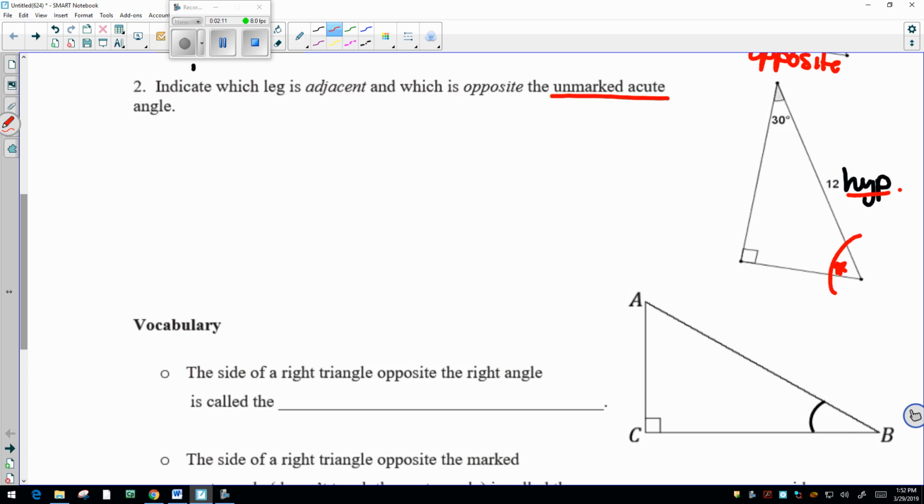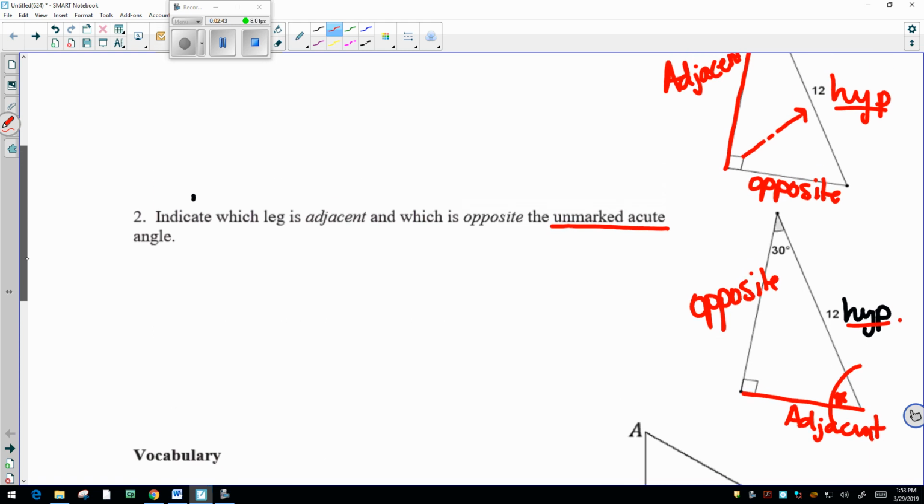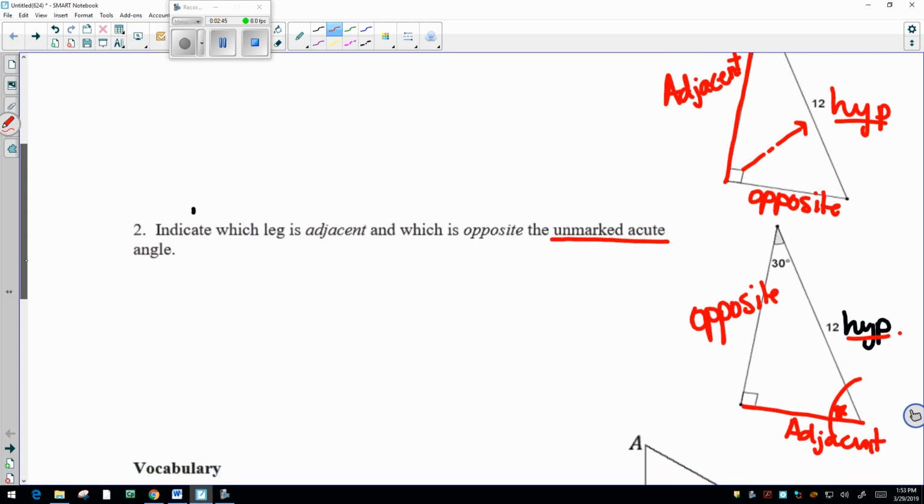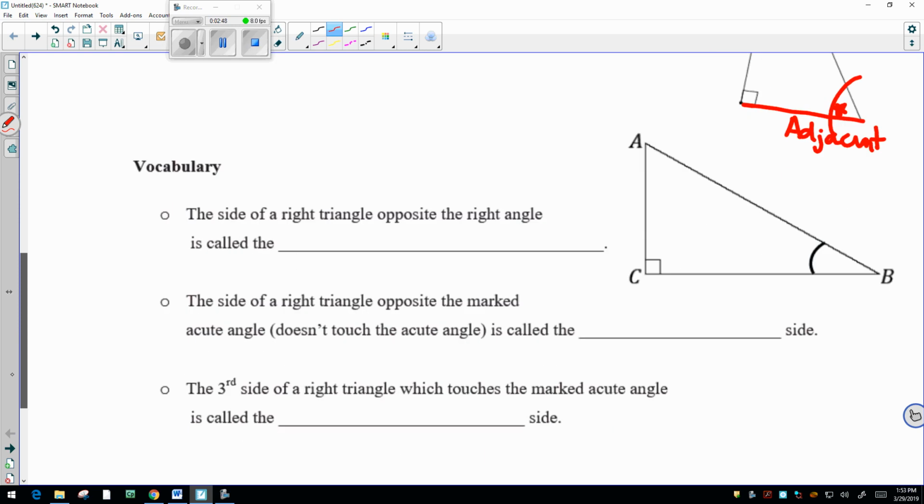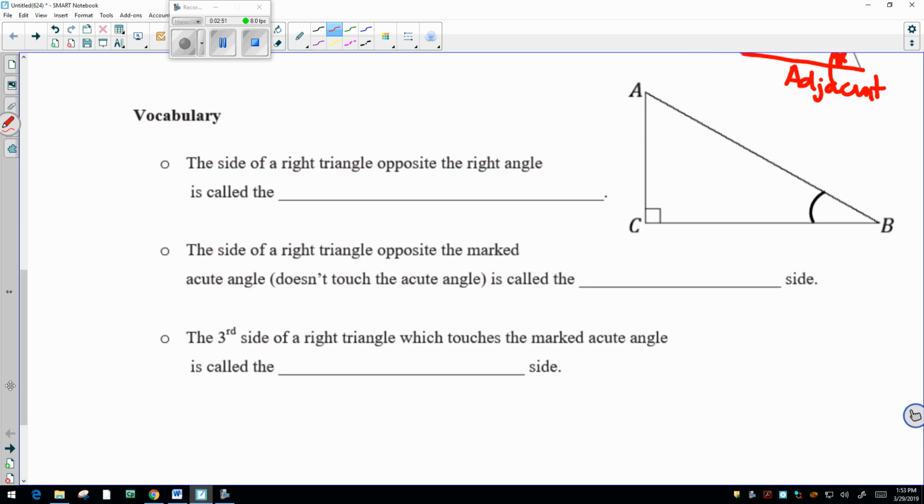So now I'm looking at this angle. When I trace that out, when I highlight that, it touches this side. So that means it has to be adjacent to this side. And then the one that it doesn't really touch, so when I trace that out, I'm not going to touch that arc that I make for that angle. I know that that has to be the opposite side. And notice that they switch. Notice that depending on the angle that you use, depends on which one is considered the opposite and which one's considered the adjacent. So it's always important to identify which angle you are using first.